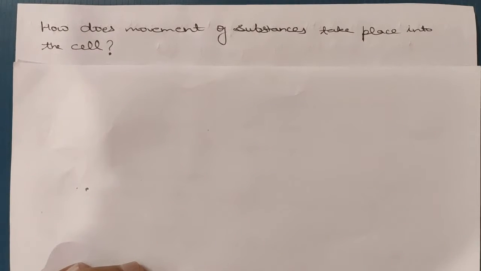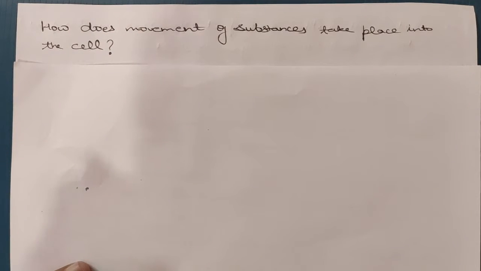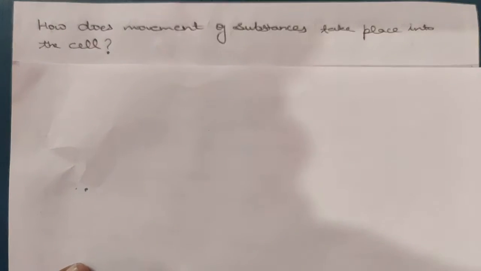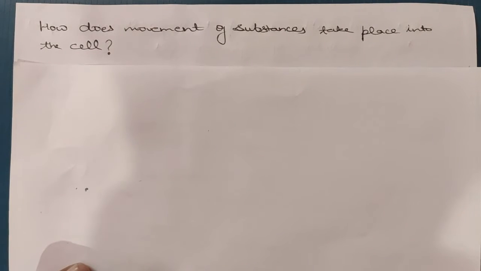So in the previous video of the fundamental unit of life, we studied about the cell, discovery of the cell, cell theory, structural organization of the cell, and types of cells like prokaryotic and eukaryotic. In the previous video, I told you about the cell membrane. And I told you that it is a living thin layer and it allows certain substances to pass through it.